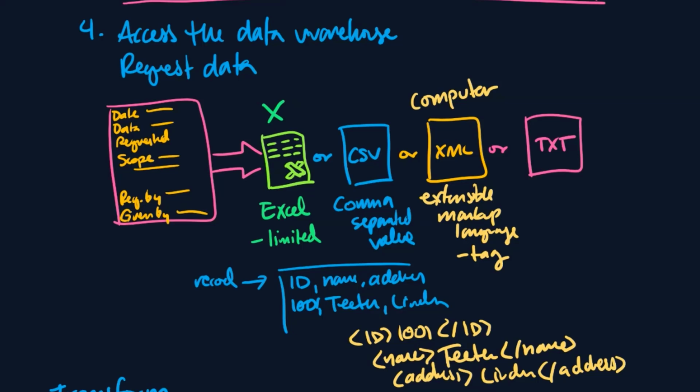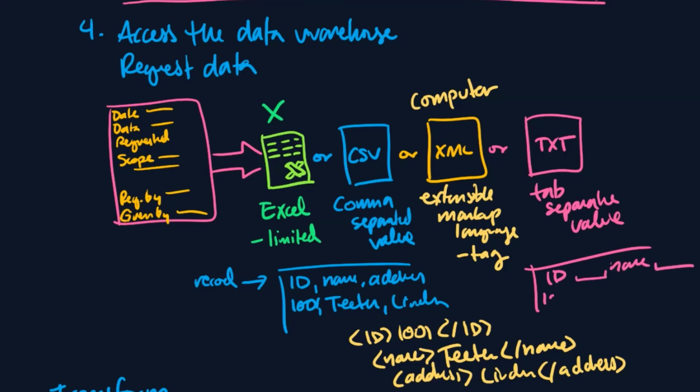And then finally, we have a text file. This is usually a tab separated value file. So instead of commas, you use tabs, so ID, and then you got tab, name, tab, 1001, Teeter, and so forth. These are more old school, like older systems will use this. More modern systems will use XML. And in between, you'll have CSV. Everybody understands CSV, so that's probably the most common one that you're going to come across.